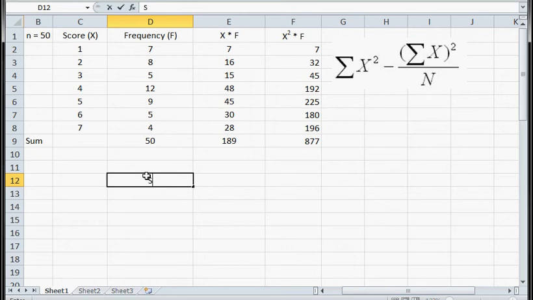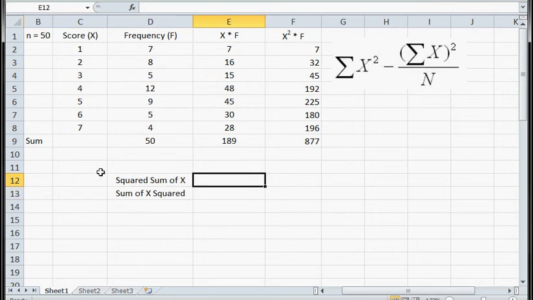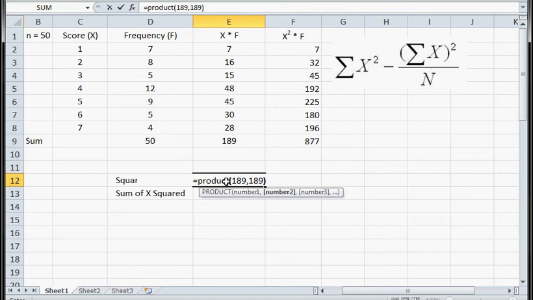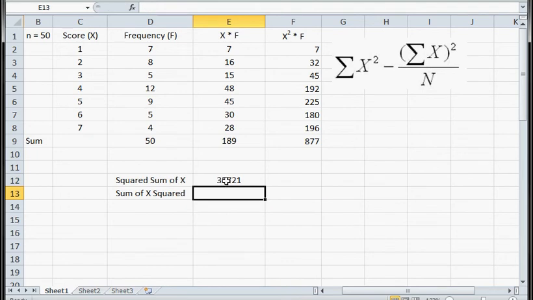We're going to take the squared sum of x, and we're going to take the sum of x squared. They are very similar sounding names, and I apologize for that, but this is ultimately what we have. The squared sum of x is going to be this value, 189 squared. So here we will take this particular number, 189, and we will use the product formula within Excel to multiply it to itself, effectively squaring it. The sum of x squared, on the other hand, 877, we already have, so we're not going to recalculate that. We'll just carry that over here.